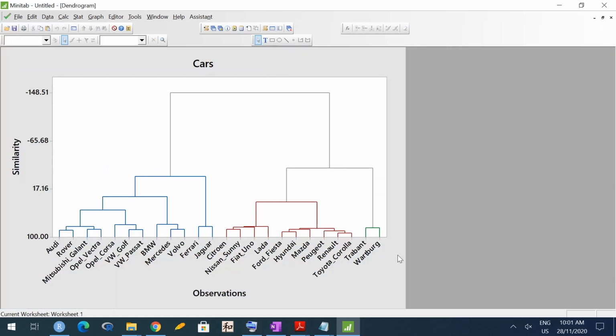Let us now go to the dendrogram. See, in one of the clusters only two cars are there, Trabant and Wartburg. Then this is one cluster where you have Audi, Ferrari, Volkswagen Golf, Volkswagen Passat, BMW, Mercedes, Volvo, everything like this. And then Citroen, Fiat Uno, Ford Fiesta, Hyundai, Toyota Corolla, all these are in other clusters. Fine, but we don't stop here.